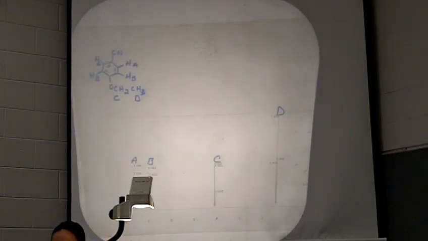The other piece to it is, remember the table from last week that I showed you, I showed you what table to use for IR and what table to use for NMR.